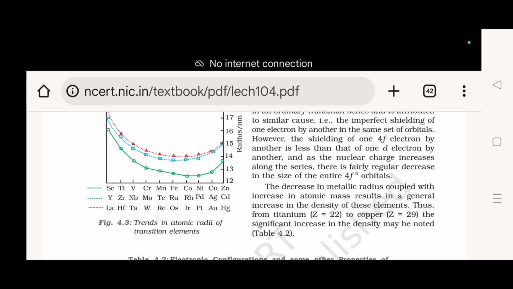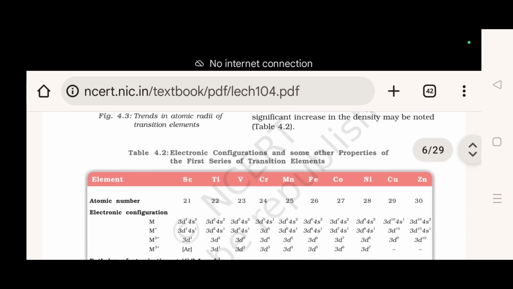The decrease in metallic radius coupled with increase in atomic mass results in a general increase in the density of these elements. Thus for titanium, which has atomic number 22, to copper, which has atomic number 29, the significant increase in the density may be noted. Electronic configuration and some other properties of the first series of transition elements.